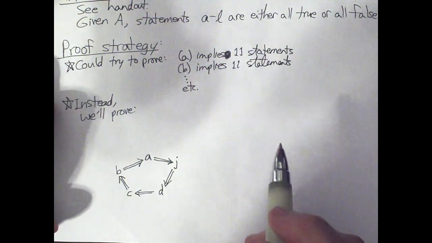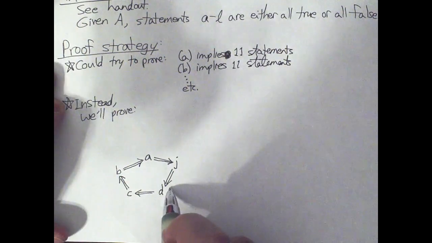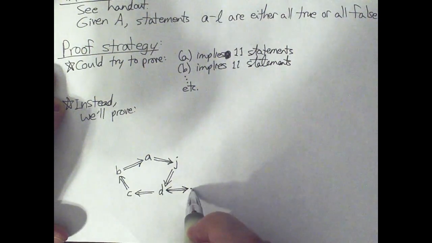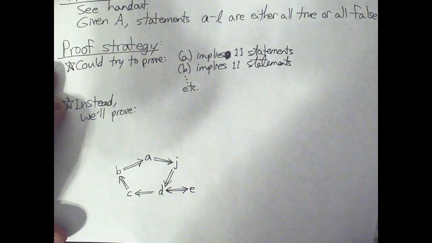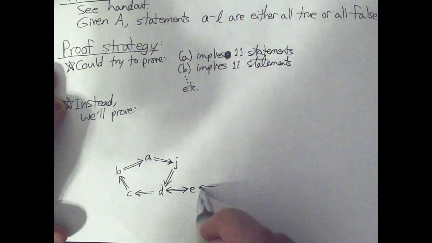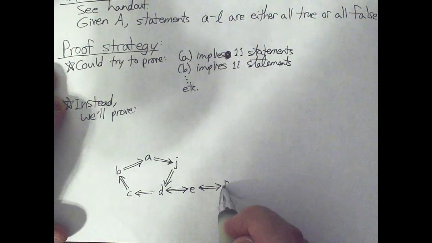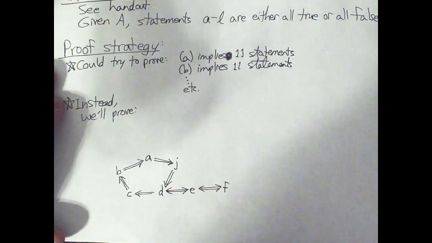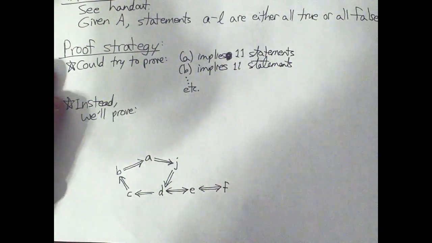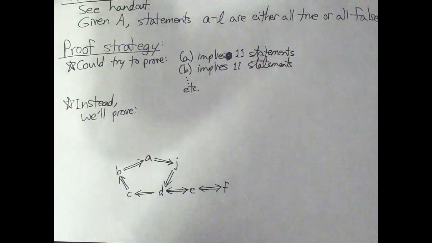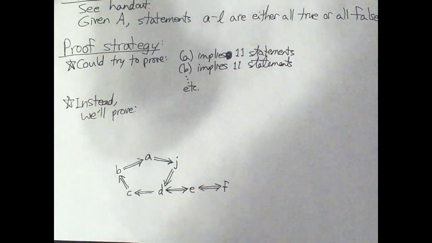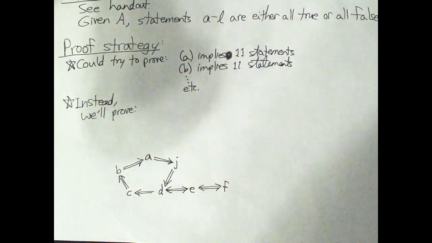But what about all the other stuff? What about all the other statements? Well, it turns out that we're going to show that D is true if and only if E is true, and that E is true if and only if F is true. So this is kind of like a separate little branch on our diagram. It's not part of the main loop, but it can be done separately. Every one of these arrows is like a proof that we need to do, but it's not going to be as bad as the original idea of doing 121 proofs.